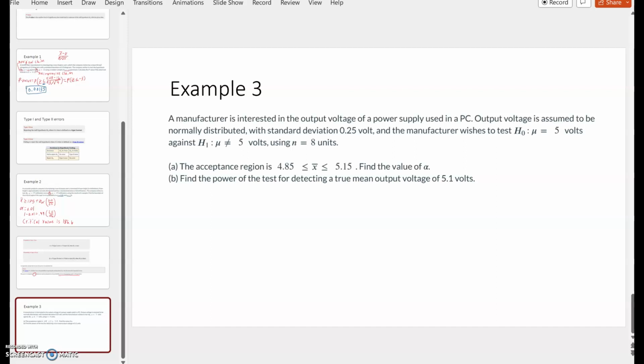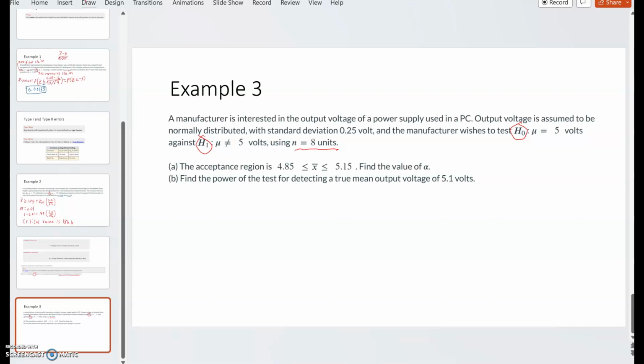So to begin, we have a manufacturer interested in the output voltage of a power supply used in a PC. Output voltage is assumed to be normally distributed, with a standard deviation of 0.25 volt. What the manufacturer wishes to test is the null hypothesis. Again, remember, this is the original claim that the mean of the population is 5 volts, against our alternative claim that the mean is not 5. We're going to be using a sample size of 8 units.